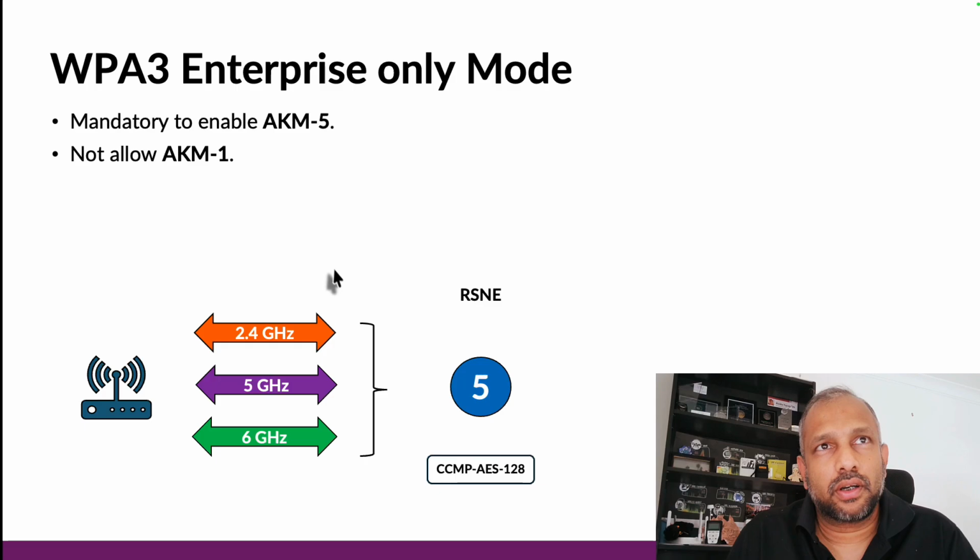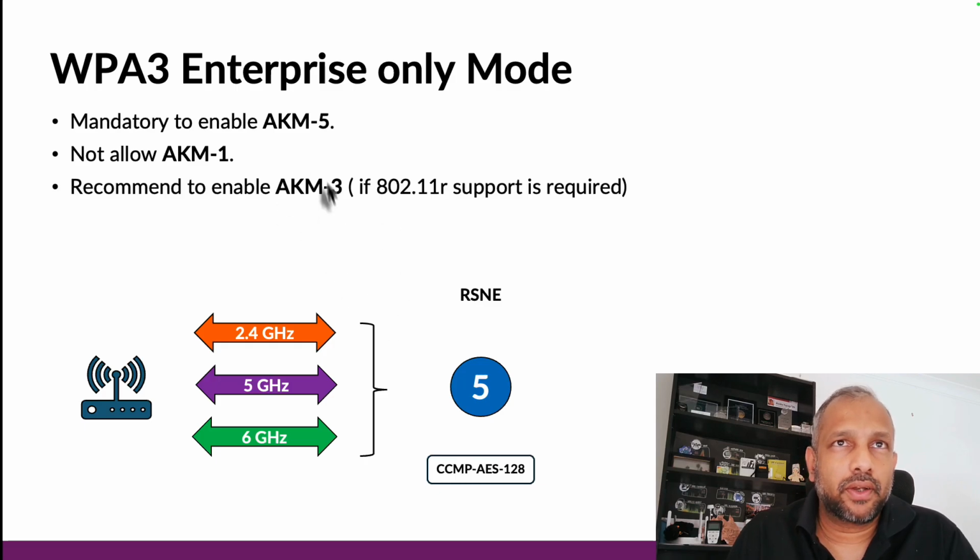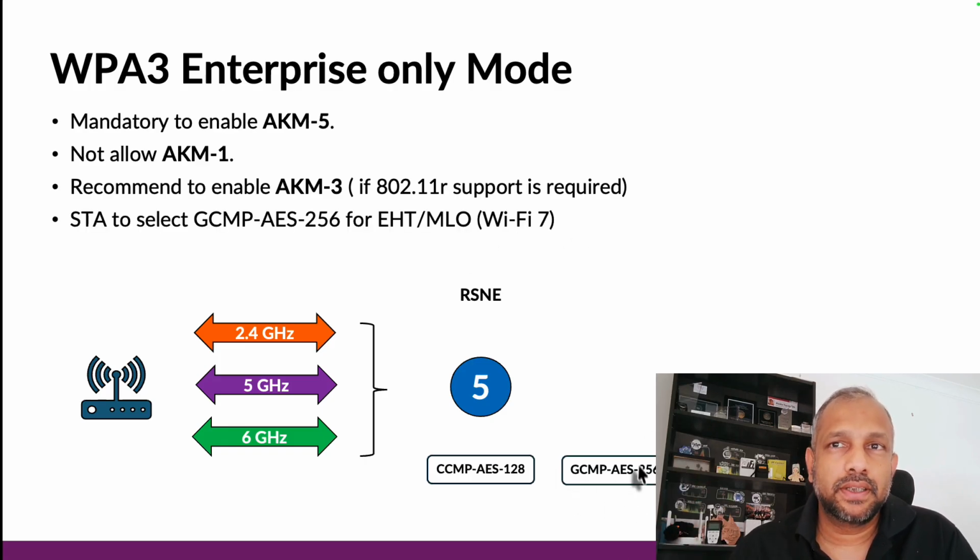But if you want 11R support, then you can advertise AKM value 3 on the same SSID. If the access point is Wi-Fi 7 and you require higher encryption capability, you can advertise GCMP256 as well. From the Wi-Fi Alliance point of view, they prefer Wi-Fi 7 connections use GCMP256. But from the implementation point of view, they do not strictly adhere to that. Most WPA3, even personal or enterprise, most vendors allow AES 128.